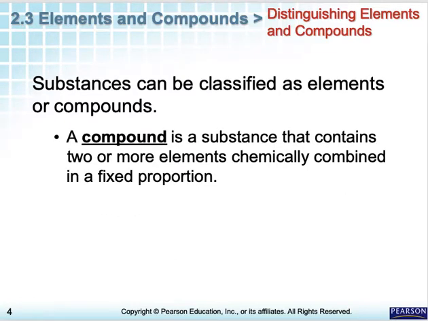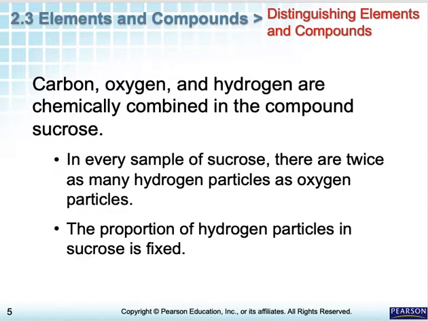A compound is a combination of two or more elements, and they are always in the same proportions. Like water always has two hydrogens and one oxygen. If it doesn't have two hydrogens to one oxygen, it's another compound. Carbon, oxygen, hydrogen can combine into the compound sugar or sucrose, and in every sample of sucrose there are twice as many hydrogen particles as oxygen, and the proportion of hydrogen particles in sucrose is fixed. It cannot change, or it wouldn't be sucrose.